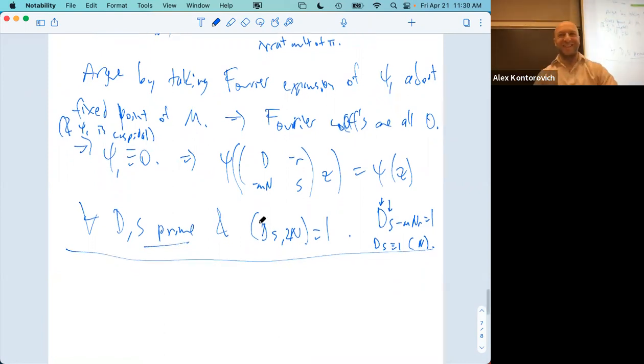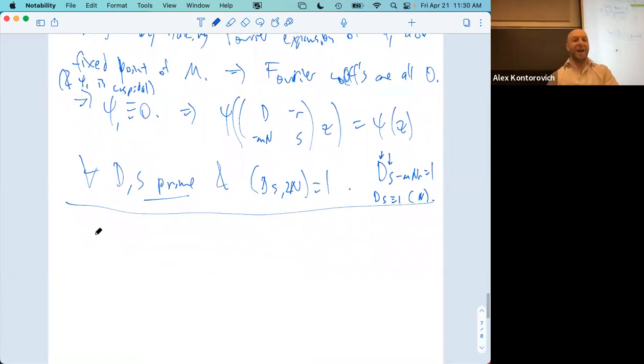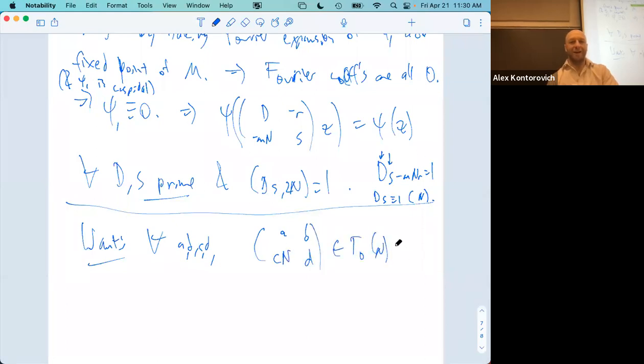That is the next thing that we're going to input. Okay, so now I want, for any A, B, C, D with (A, B; C N, D) in gamma naught N, that I have this formula: psi of (A, B; C N, D) Z is equal to psi of Z. That's the last thing I have to prove. I don't know that to be true yet. That would finish the theorem, right?